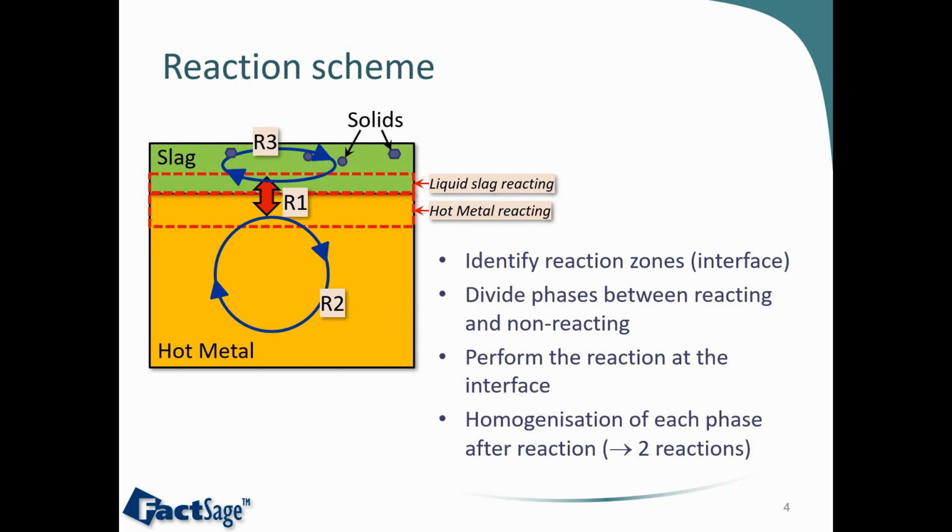Similarly, the reacted slag from R1 is homogenized with the remaining unreacted liquid slag and solids, regenerating a new liquid slag and solid phases. That's reaction 3, R3. So this reaction scheme is what we will create with the macroprocessor. So essentially, 3 reactions between these 3 phases.